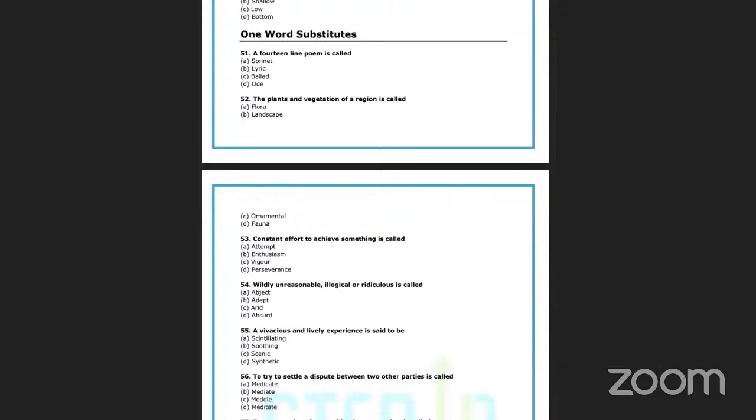Now, a 14-line poem is called as what? When you have a poem that has around 14 lines, each line containing 10 syllables and a fixed rhyme pattern, it is called a sonnet. It does not mean lyric, ballad, or ode.